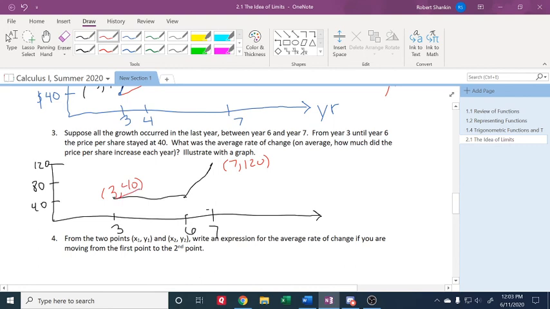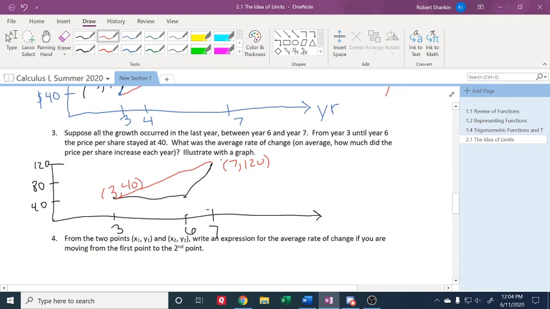Should we wind up finding this slope again from here to here? Or should we find the slope from here to here? Which slope should we find? The red one or the black one? Maybe from the year 6. From the year 6 to the year 7? Okay. If we did that, it would take 1 year and we would go up $80.